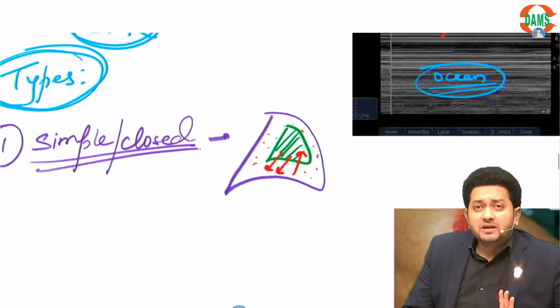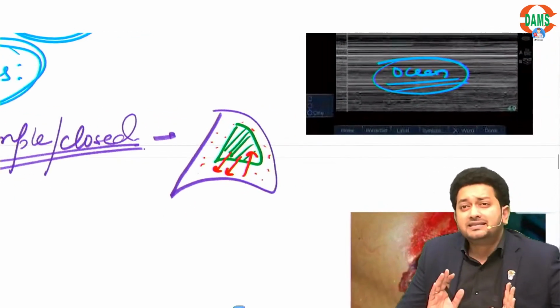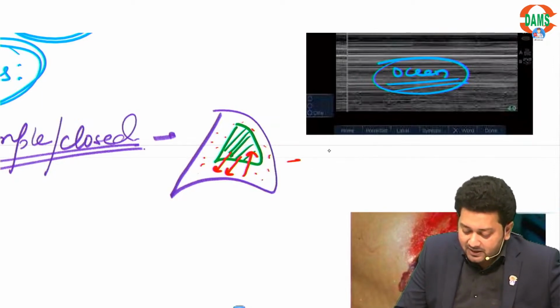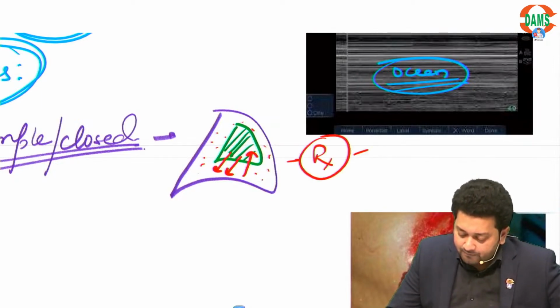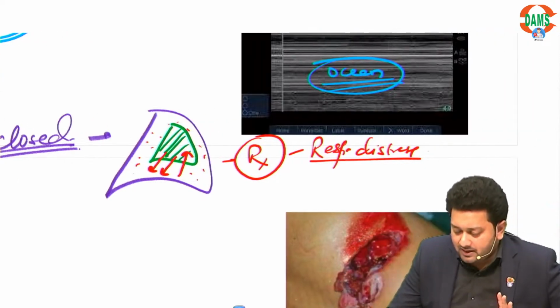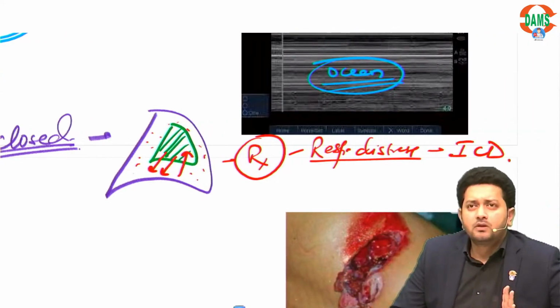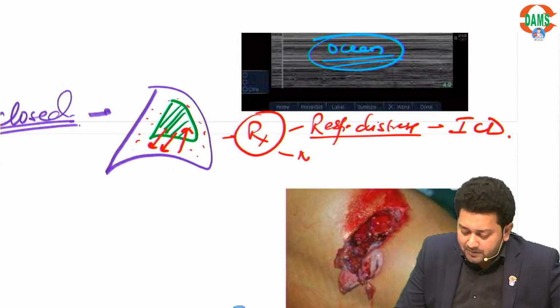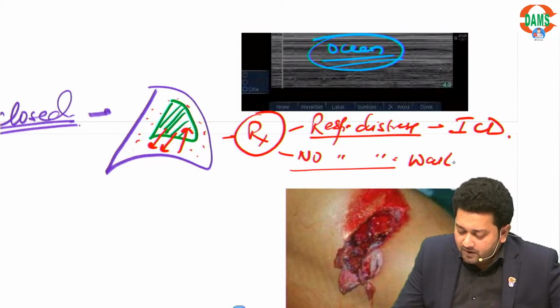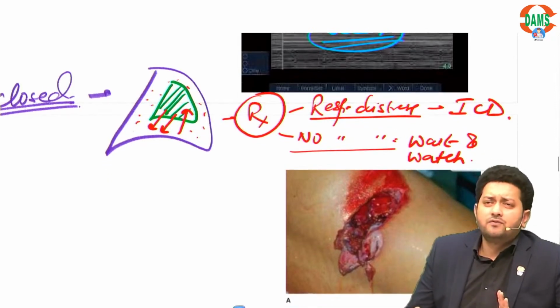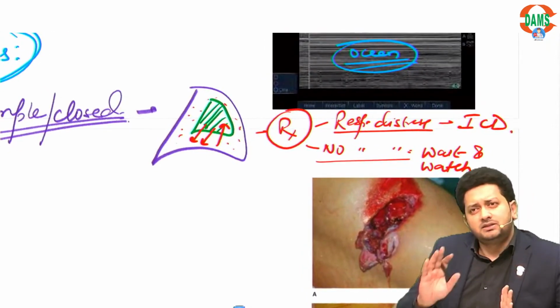So in this case, the patients are generally not very sick. That's why the treatment in this case is, if the patient is having respiratory distress, meaning there is some breathing difficulty, then you can simply put an ICD. And suppose the patient has no respiratory distress, then you can wait and watch. Many times a small amount of air gets reabsorbed on its own, so you don't have to do anything as such for a simple or closed type. If there is respiratory distress, you put the ICD.